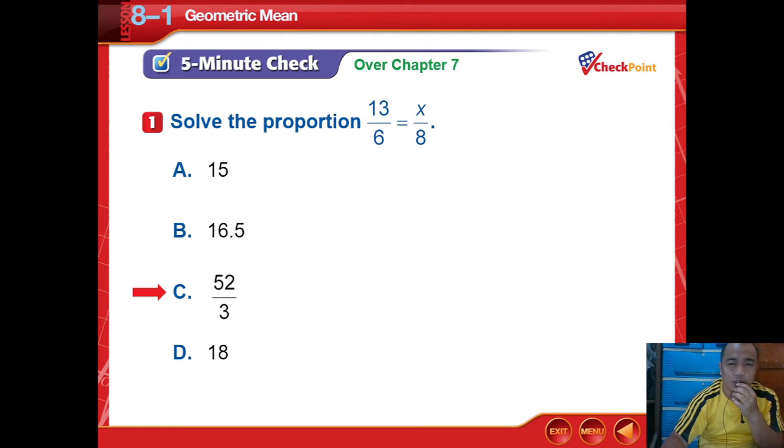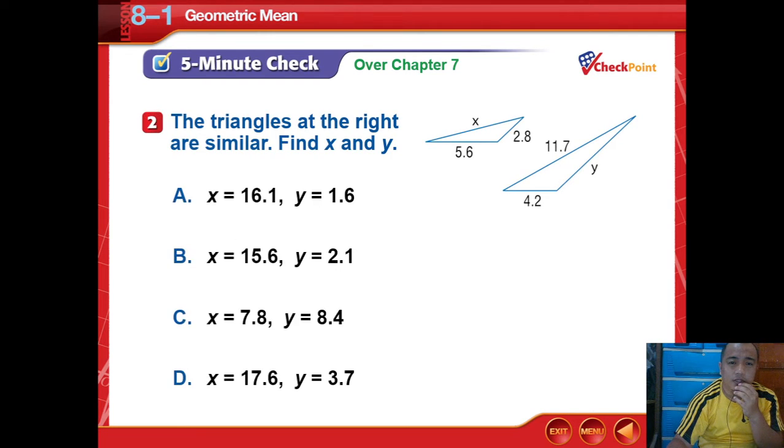Okay, solve the proportion. This is just a review. 13 over 6 equals x over 8. The answer is C, 52 over 3. How did you get it? By cross products, right? 6x equals 13 times 8. 13 times 8 is 104. 104 over 6 is 52 thirds, in lowest terms.